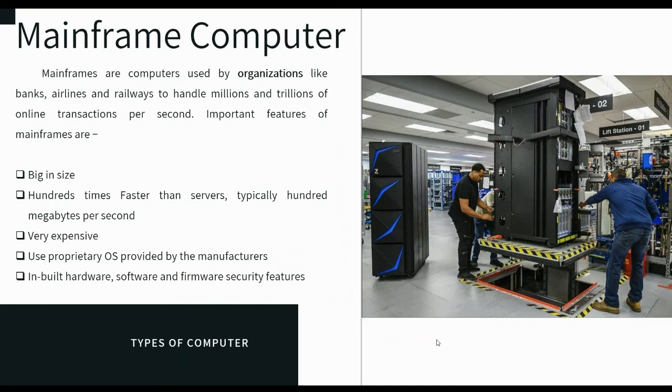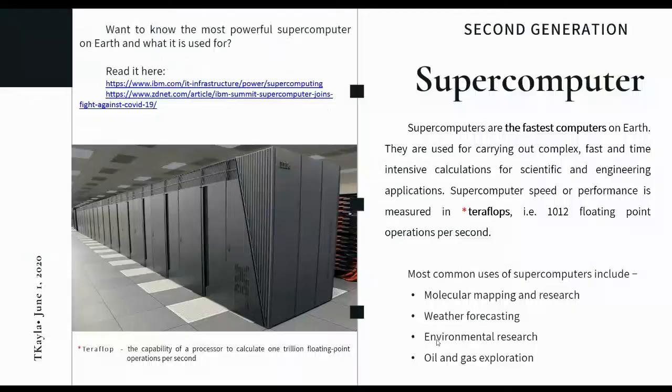Mainframe computer. Mainframes are computers used by organizations like banks, airlines, and railways to handle millions and trillions of online transactions per second. Important features of mainframes are: they are big in size, 100 times faster than servers, typically 100 megabytes per second. Very expensive. Use proprietary OS provided by the manufacturers. Inbuilt hardware, software, and firmware security features.